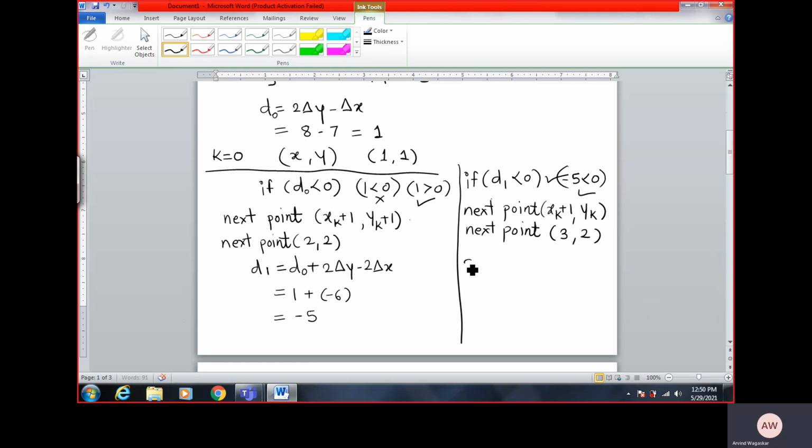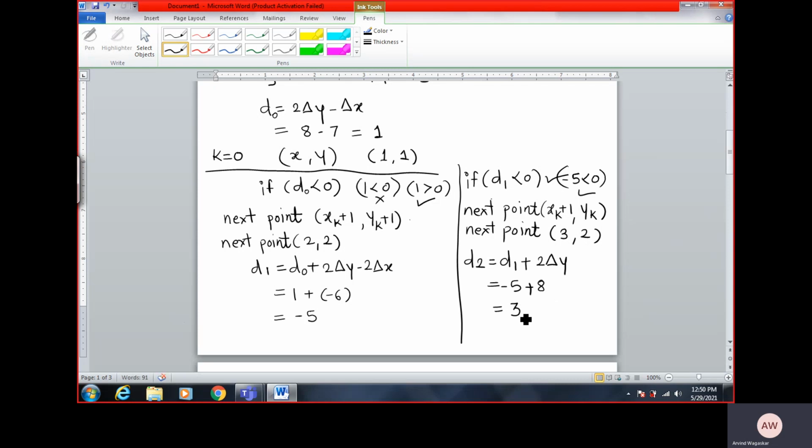Now in the same way, we have to find the next one, that is d2. The formula to find d2 is the previous d, in this case d1, plus 2 delta y. What is the value of d1? It is minus 5, plus the value of 2 delta y, which is 8. So 8 minus 5, your answer is 3.